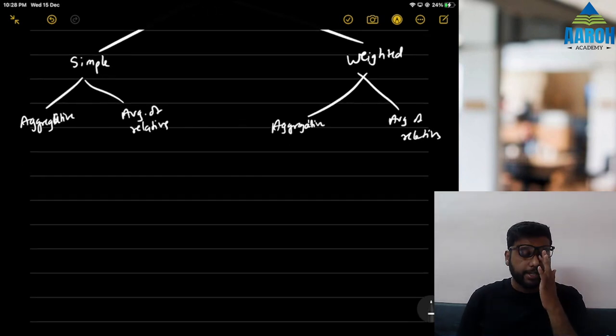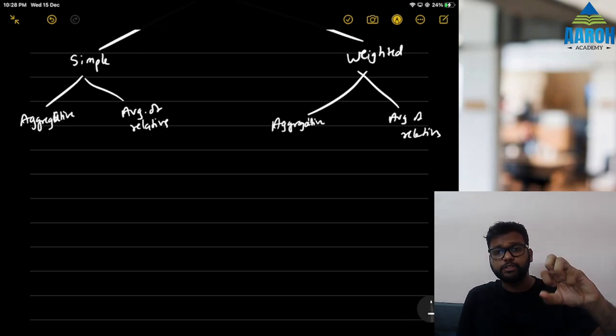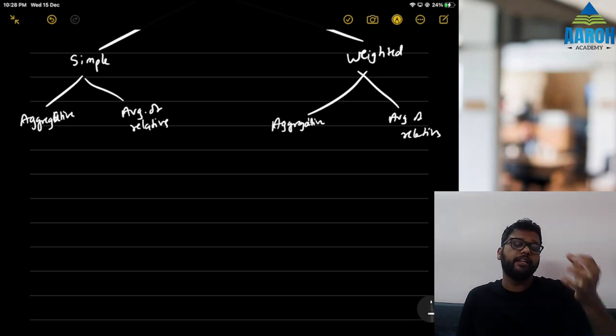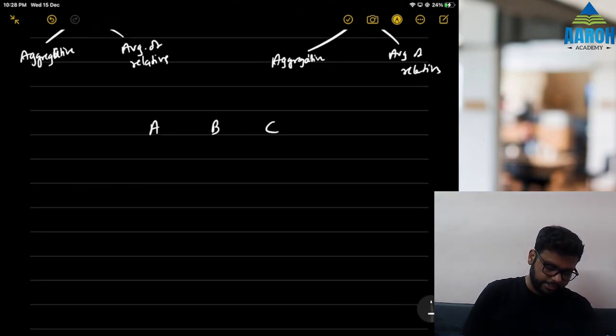Fine. Simple aggregative method. What do we do? Understand? We add prices of all the commodities and then we find the index number. Let's take a very small example. Let's say we have commodity A, B and C, and let's say year 0 and year 1. Prices are 10, 15, 20 or 25, and let's say in year 1 prices became 15, 20 and 20.